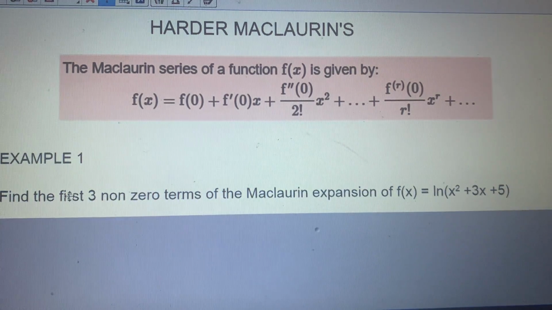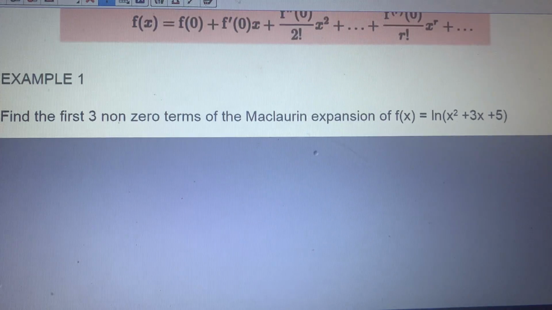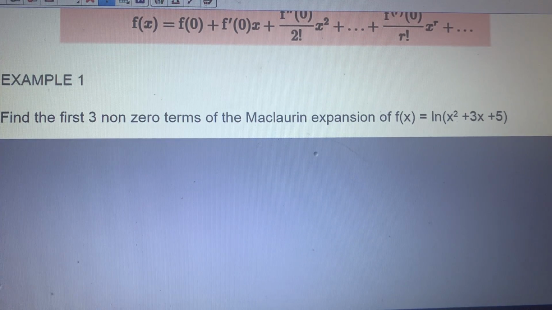Example 1. Find the first 3 non-zero terms of the Maclaurin's expansion. Now, in theory, you could rearrange this, but it's fraught with issues. So what you're going to do is use the non-standard expansion, and you are now skilled at not only the chain rule, but also the quotient rule or product rule.